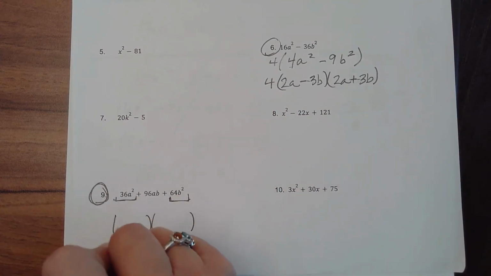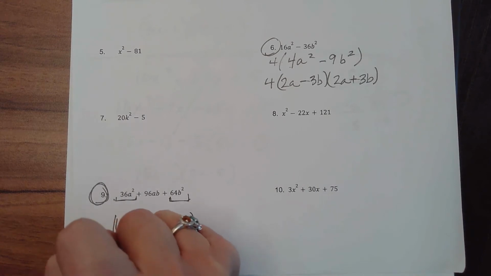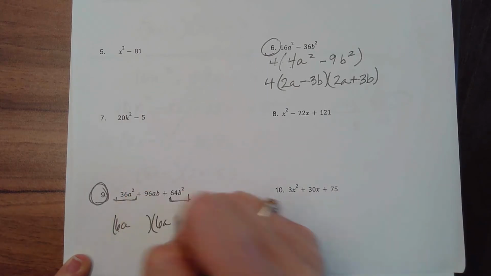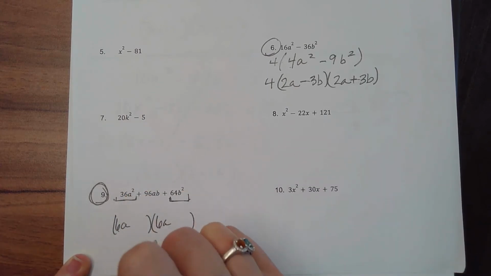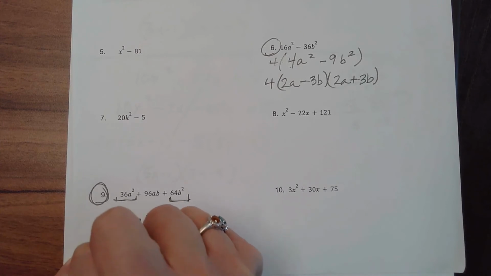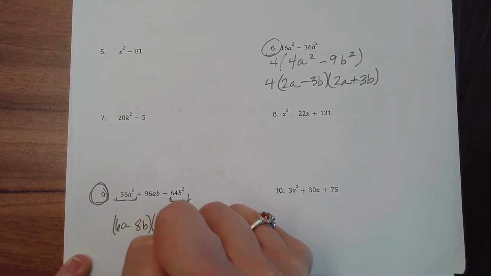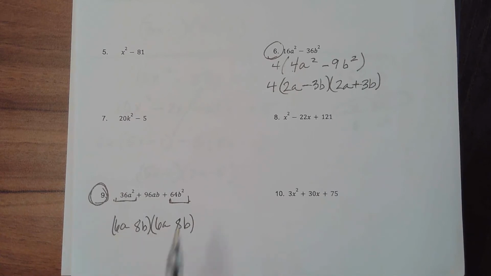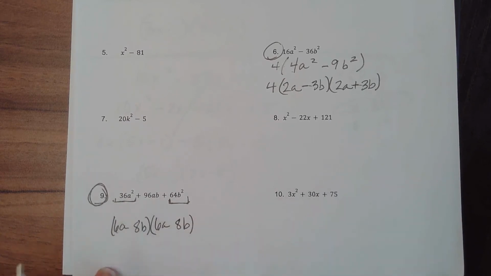So we take the square root of 36a squared, and I didn't take out my GCF, which I should have, but I'll show you how you can do that after as well. And then I take the square root of 64b squared. So I have 6a and 8b, because I took the square root of those two terms. In order for this to be a perfect square trinomial, I don't want my middle terms to cancel. So I don't want one positive, one negative. I want them both the same sign.